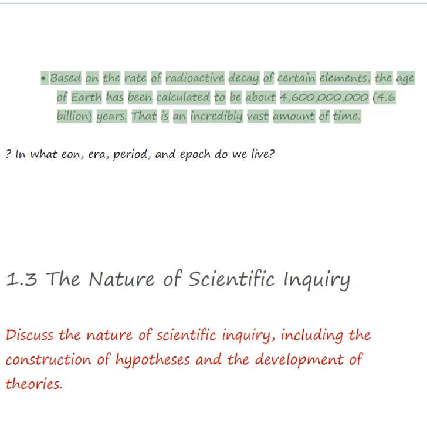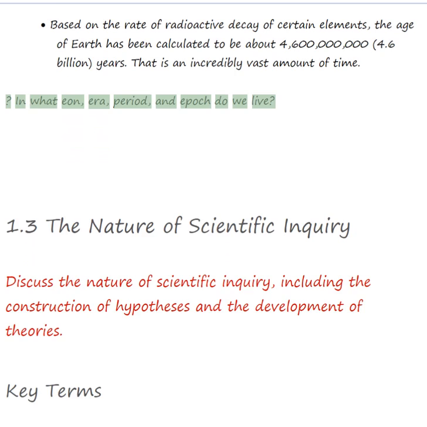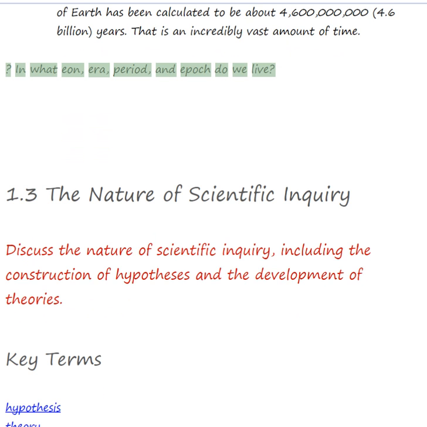Based on the rate of radioactive decay of certain elements, the age of Earth has been calculated to be about 4,600,000,000 years. That is an incredibly vast amount of time. In what eon, era, period, and epoch do we live?